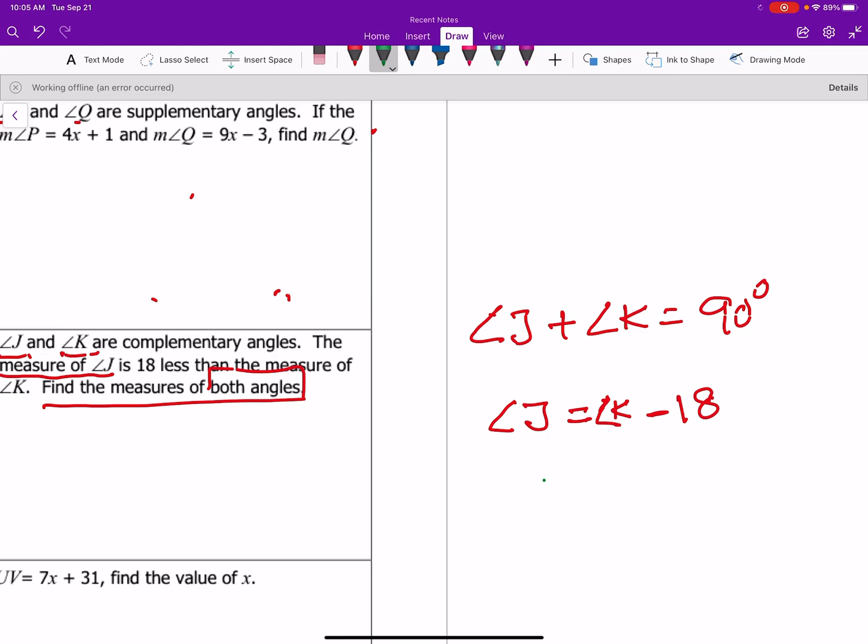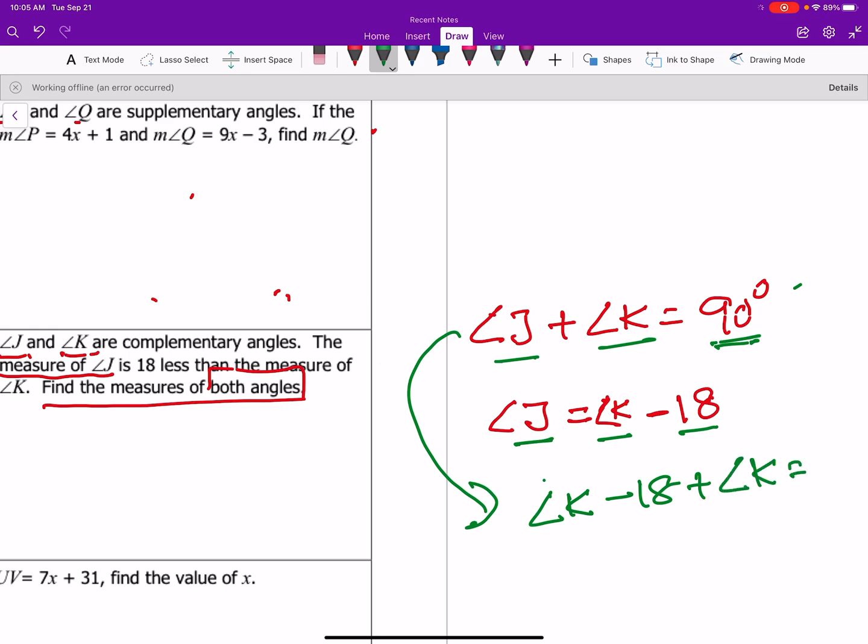So now how to get K? Now your problem is you have an equation where J and K both are unknown, and they equal 90, but now you know what J is. J is K minus 18, so substitute J in this equation. So angle K minus 18 plus angle K gives you 90.